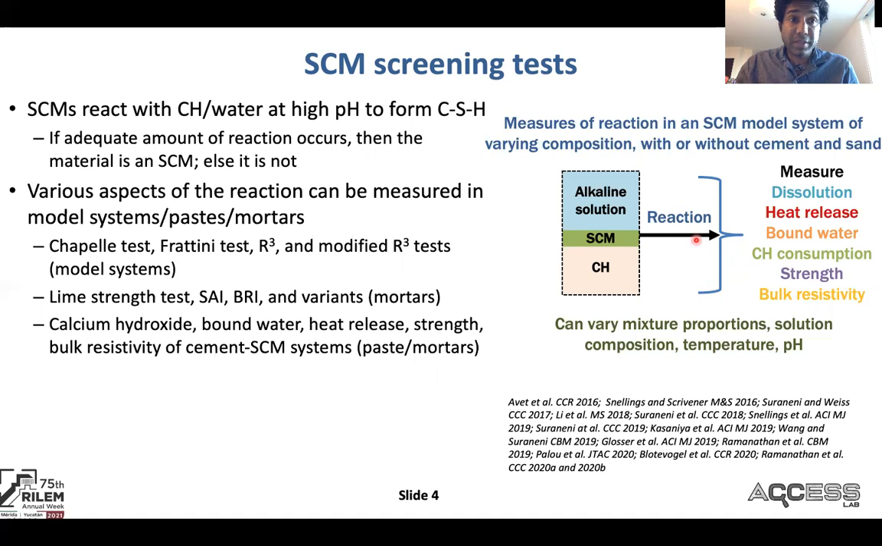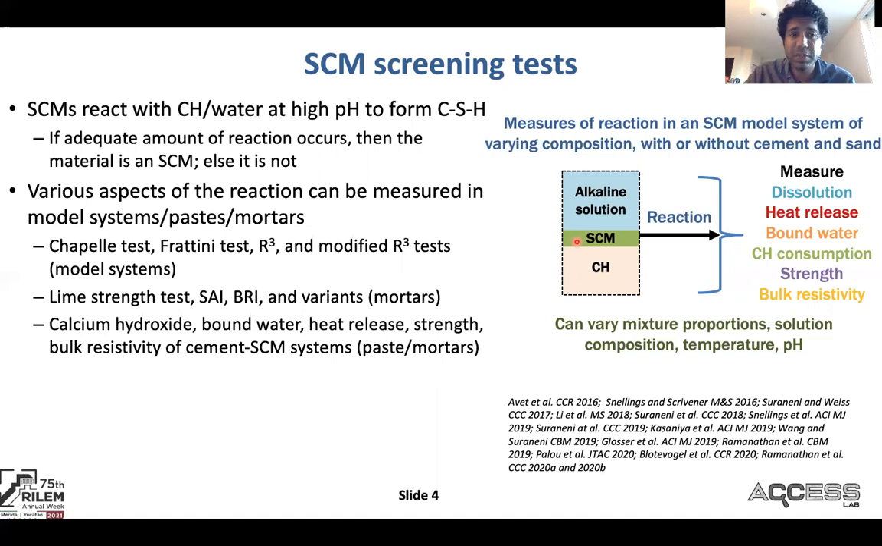Now, there's a lot of tests in literature which actually work like this. The Chappell, Frattini, R3, and modified R3 on model systems. The lime strength, SAI, other systems are on mortars, and yet there are others which run on paste and mortar. And the differentiation is, of course, important because obviously the model systems are the simplest, but in a sense, the concrete ones are the most relevant, if you know what I mean.